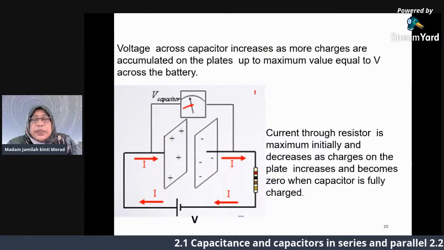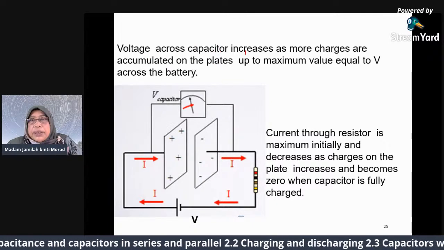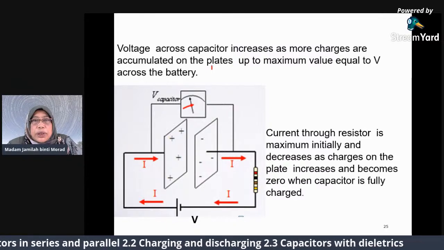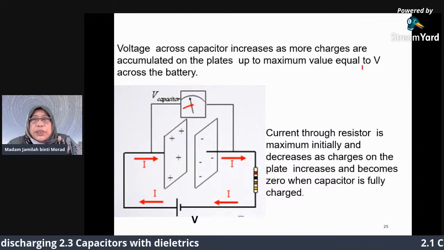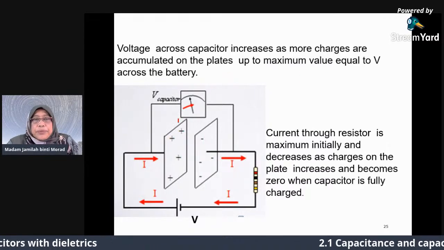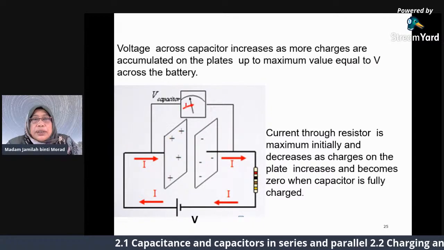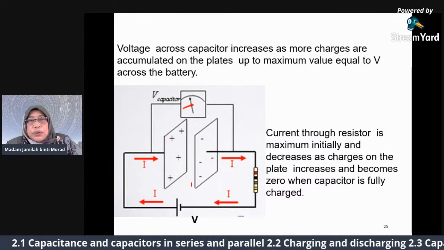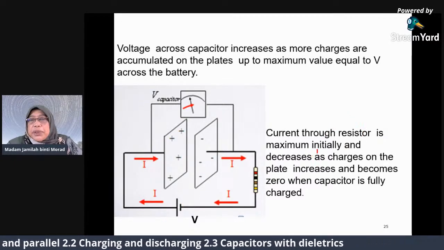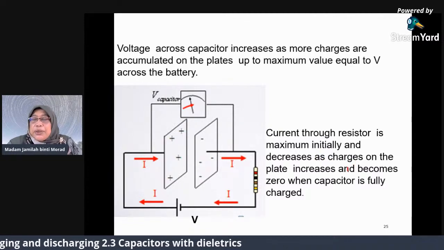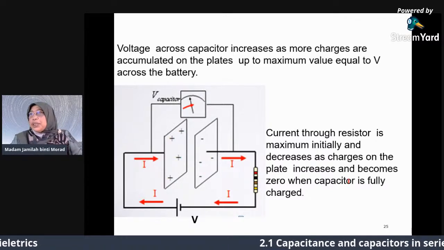Okay, voltage across the capacitor. As the charge accumulated increases, the same goes for the voltage across the capacitor. It increases as more charges are accumulated on the plate, up to the maximum value equal to V maximum, the V across the battery. Here you have the capacitor charging, and when the voltage across the capacitor equals the voltage across the battery, it stops charging. Current through the resistor is maximum initially and decreases as charge on the plate increases, and becomes zero when the capacitor is fully charged.